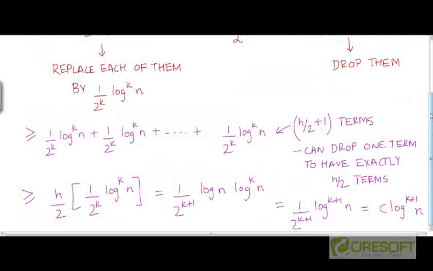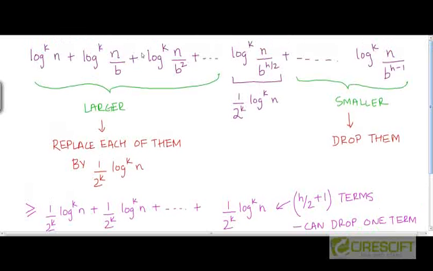I've shown this diagrammatically here. So this is the middle term at i equal to h by 2, which we simplified to 1 by 2 to the power k times log to the power k of n. These terms are larger than the middle term, and all these terms are smaller than the middle term.